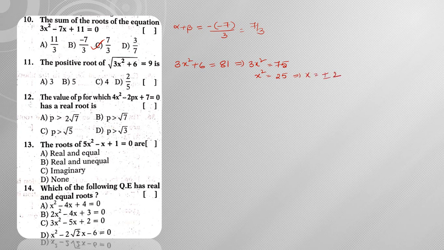Now what is he asking? So he is asking about positive square root. Sorry, it is not 2, it is plus or minus 5, right? So based on this, he is asking only positive root, hence we need to take only the positive value, right?